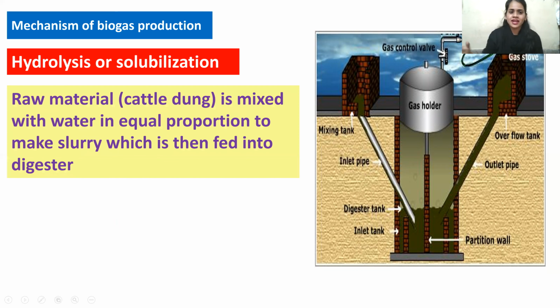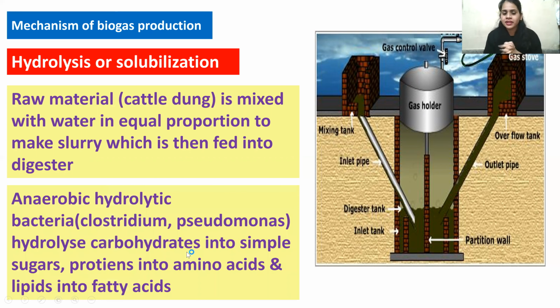Very easy to understand. So raw material, that is cattle dung, is mixed with water. Hydrolysis, the name itself tells you, water will be mixed here, correct? So raw material, that is cattle dung, is mixed with water in equal proportion to make a slurry which is then fed into the digester. Okay, so equal amount of water is added to the raw material so that it becomes a slurry-like paste, and then it will be put into the digester here. Okay. Now, what will happen after putting it into the digester?